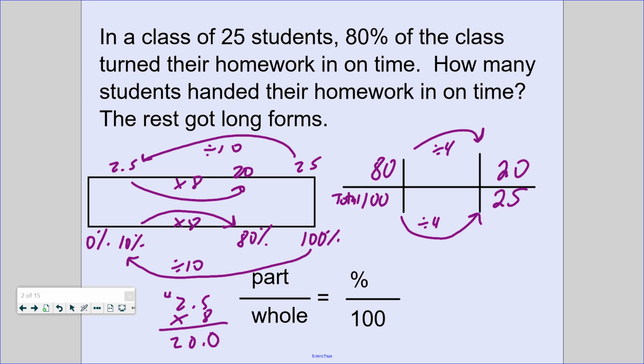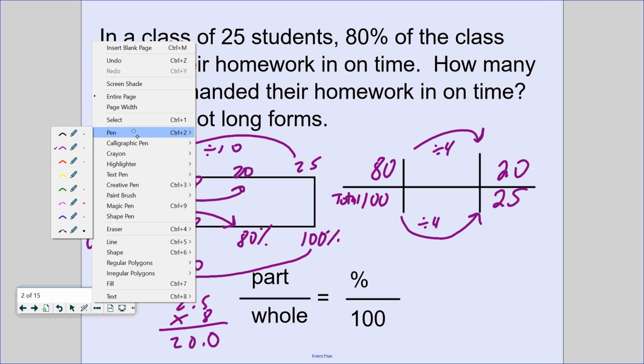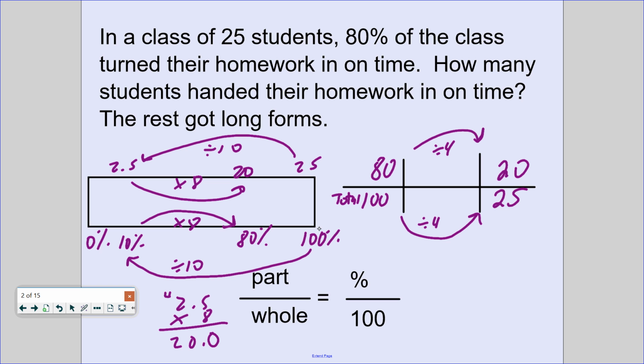But let's go back to our table again. Let me use a different marker in case you hadn't seen it. Did you notice that there was a relationship right here? How do you turn 100 to 25? Divided by 4. So 80 divided by 4 is 20. That's another way you could have done it.